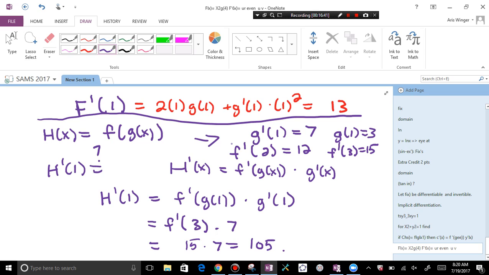No matter how I tell the story, and I intend to tell the story in all sorts of ways, the bottom line is I'm probably asking you to take a derivative. I'm probably going to be asking that no matter what the story is.